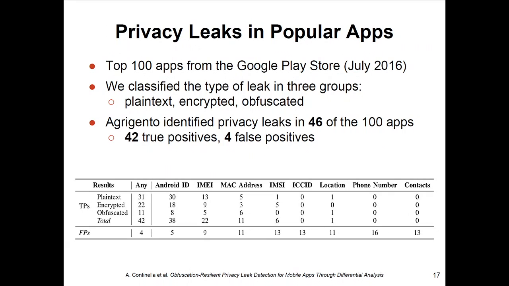Finally, we also ran our tool on the top 100 apps from the Google Play Store, and we manually verified the results and classified the leaks in 3 groups: leaks occurring in plaintext, leaks in which the leaked value has been encrypted using the Android APIs, or obfuscated leaks. We performed this evaluation at 2 different granularities: at the app level, or looking at each source of private information individually. Agrigento identified 46 applications, and we manually verified that 42 were indeed true positives. As you can see in this table, there is a good amount of applications that are using some sort of encryption or obfuscation technique to hide their leaks.